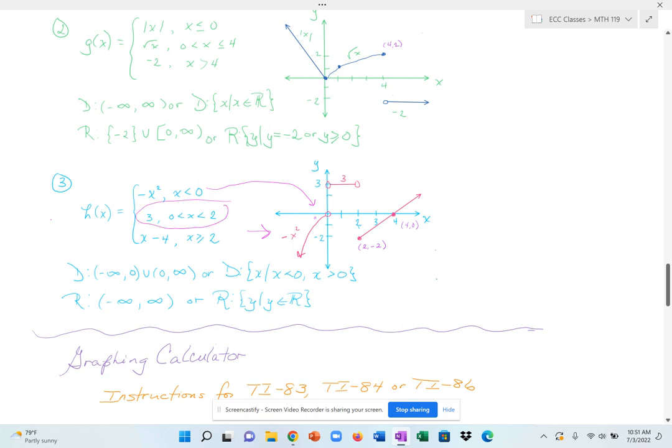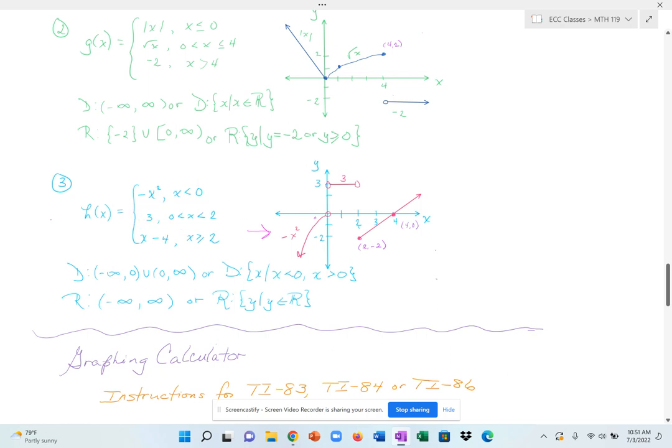This part is just a constant. They're all less than symbols, not less than or equal to. So again, open circle here at 0, 3, an open circle here at 2, 3, and then you connect to that horizontal line in between.